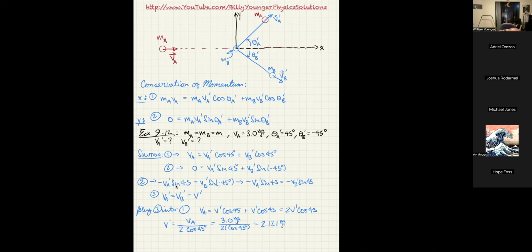meters per second. Of course, that's only 2 sig figs, so the answer is 2.1 meters per second. And that's VA prime, which equals VB prime. Anybody have any questions on that one?